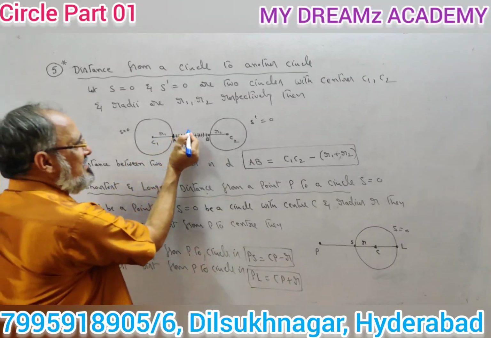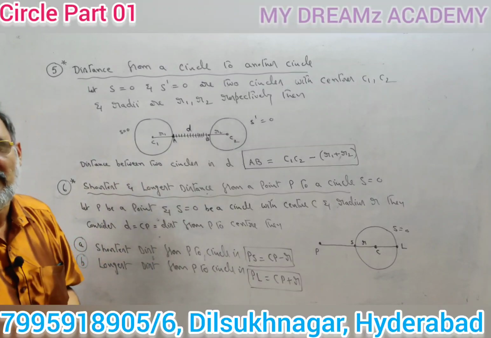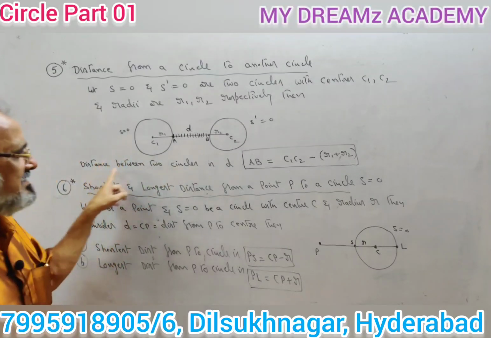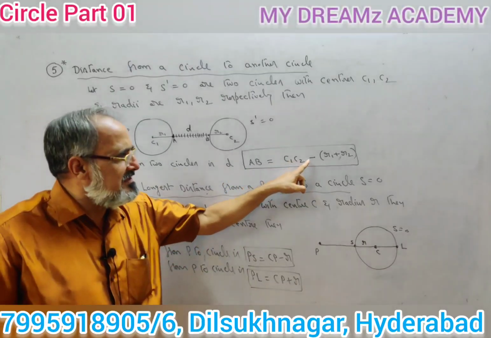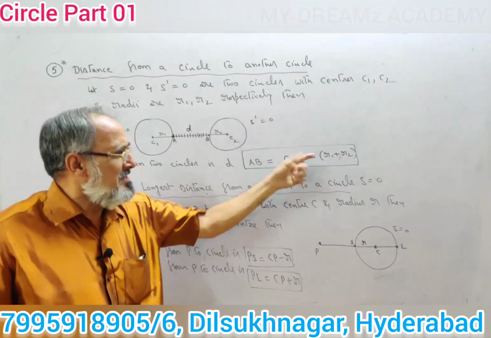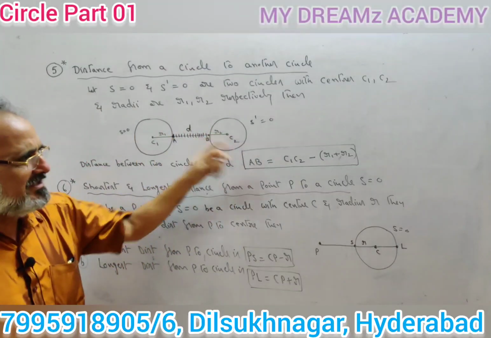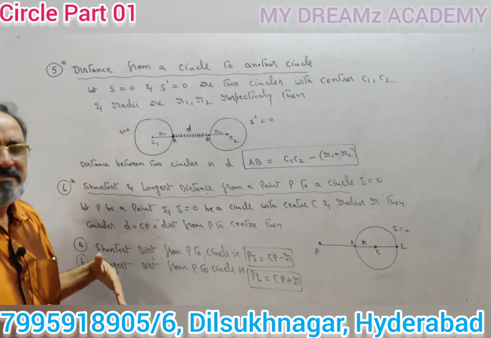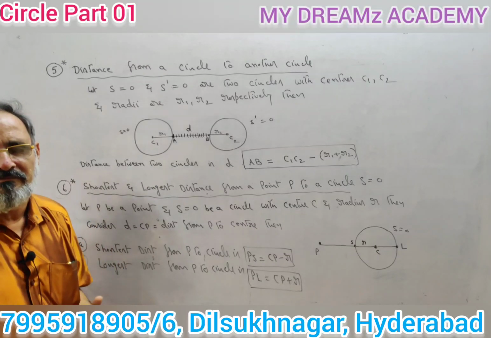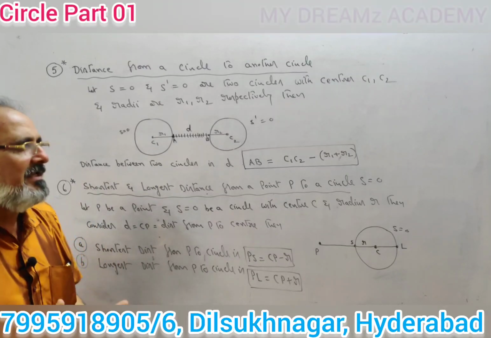What we required is called the distance between two circles. So the distance between two circles is D equal to AB, which is C1C2 minus (R1 plus R2). C1C2 is the distance between the two centers and R1 plus R2 is the sum of the radii. Next, the sixth point is also an application of the circles and very important.